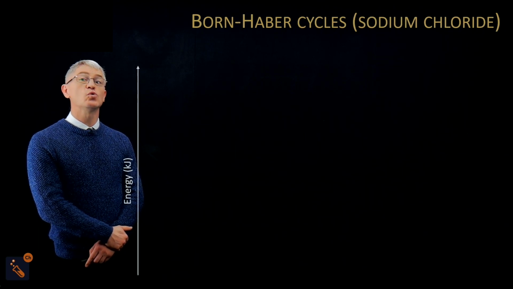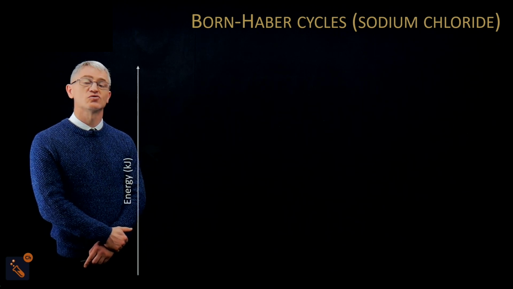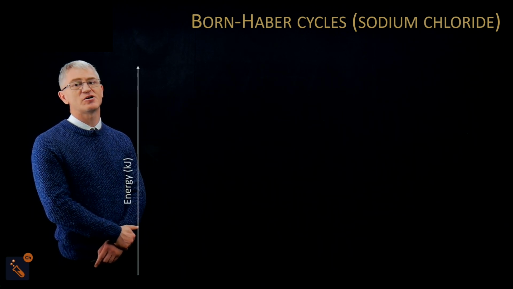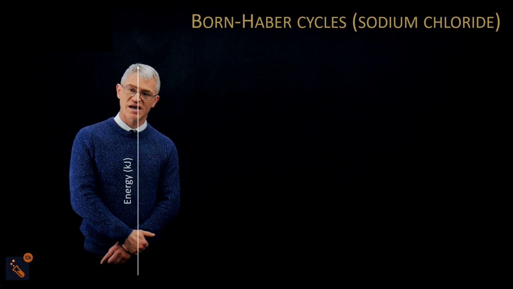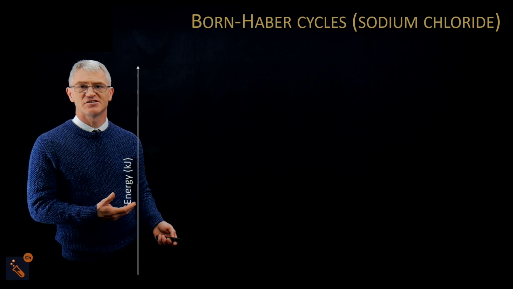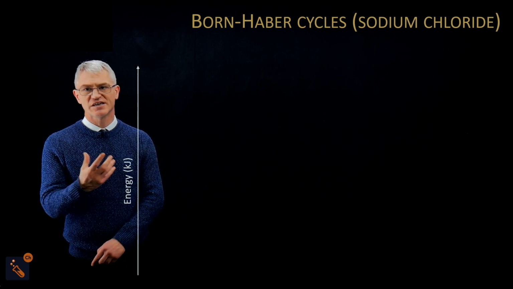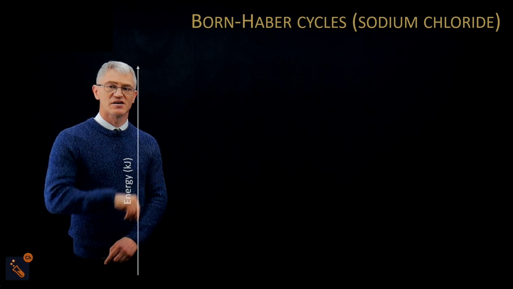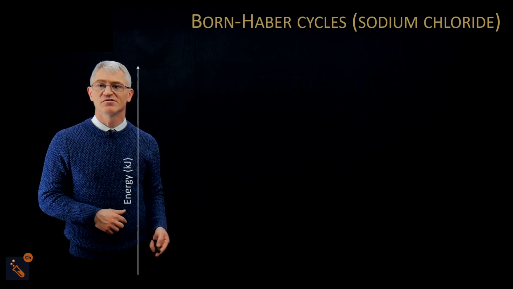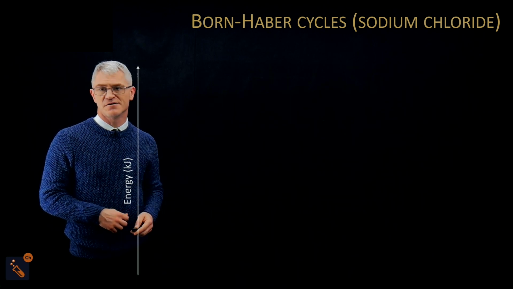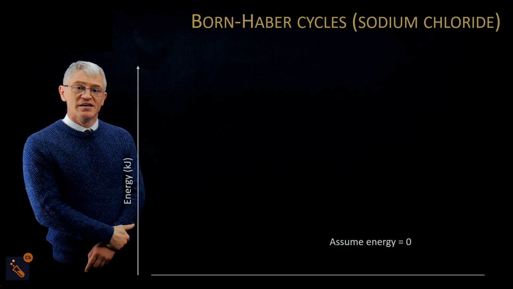So let's use all of this knowledge to do what we need to do, which is draw a Born-Haber cycle. Now, a Born-Haber cycle is just a fancy way of drawing a Hess's law cycle, which you might have done in your first year. So we've got the energy on the left, and really important, if the arrow points down, it's exo, because the energy is going down. If the arrow goes up, it's endo, because the energy is going up.